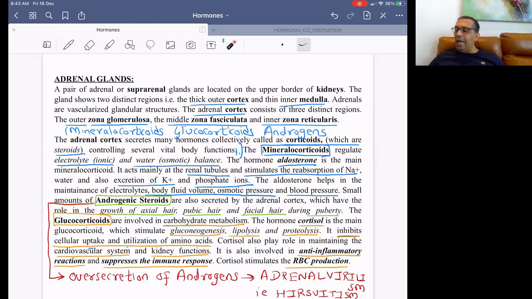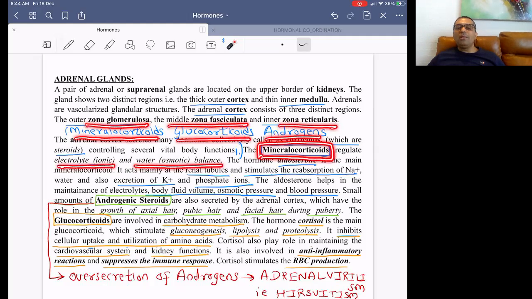And there are three of them. Zona glomerulosa gives out mineralocorticoid, zona fasciculata gives out glucocorticoid, and zona reticularis gives out androgen. Of these, the outermost zona glomerulosa, giving mineralocorticoid, regulates the electrolyte, ionic, and water balance. What is controlling ionic and water balance called? Arif sir has just taught you osmoregulation.